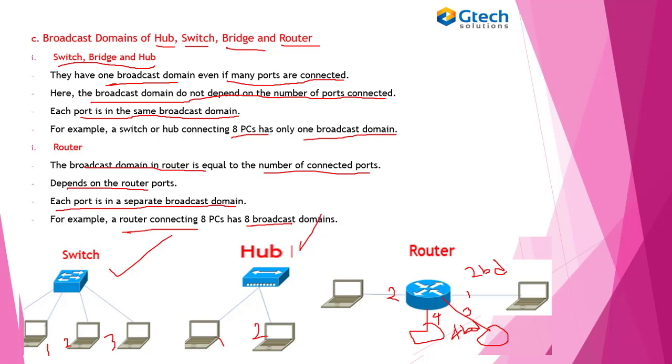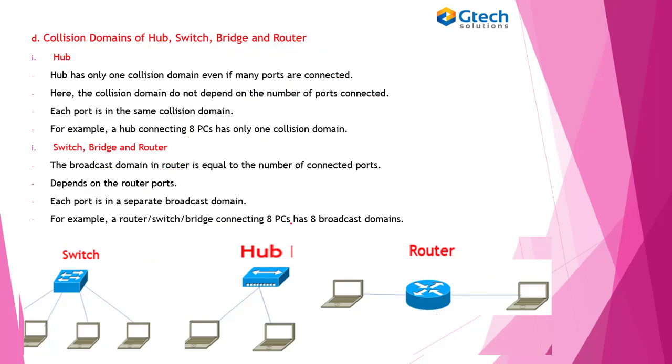I hope you understand the broadcast domain of various devices. Kindly understand that. It's very simple. For hub, switch, bridge, it's 1. But for a router, it depends on the number of connected ports. Okay? Alright, let's see what we have next.